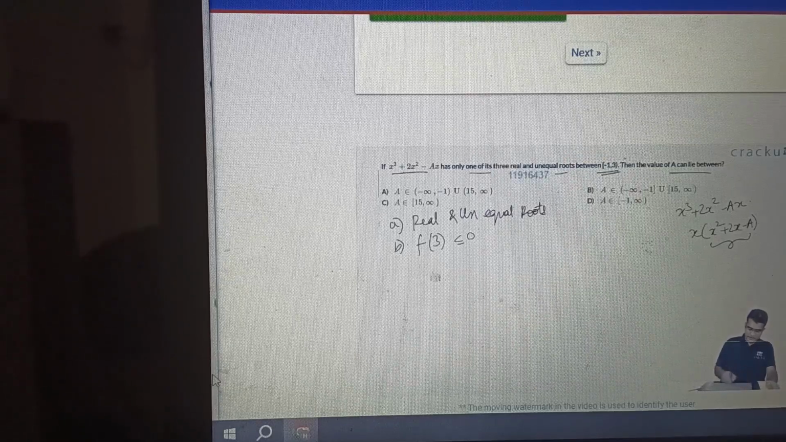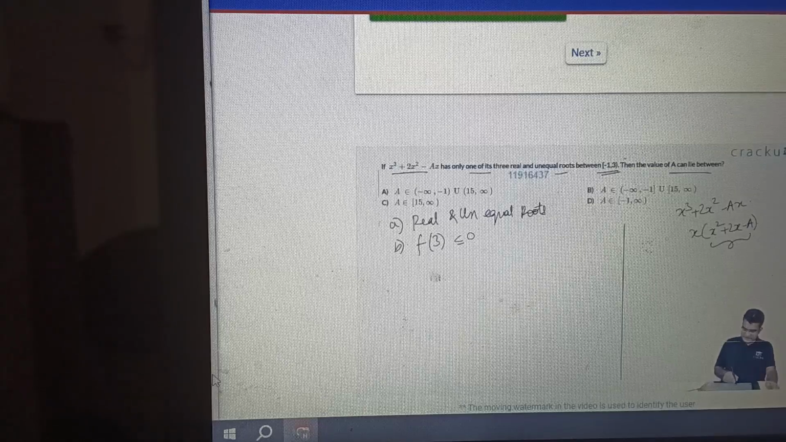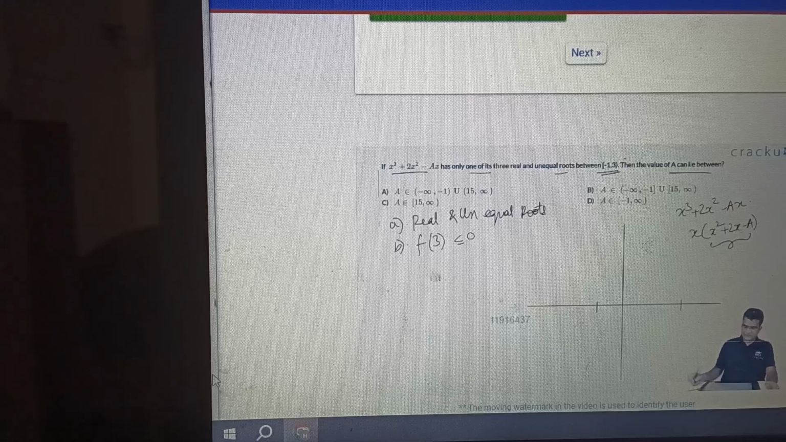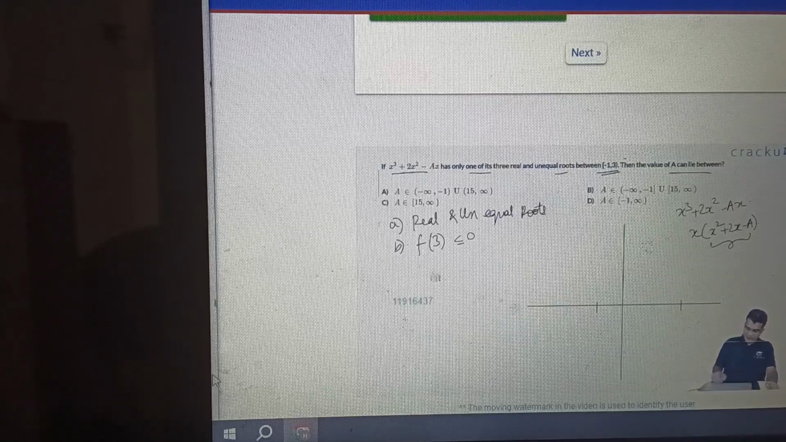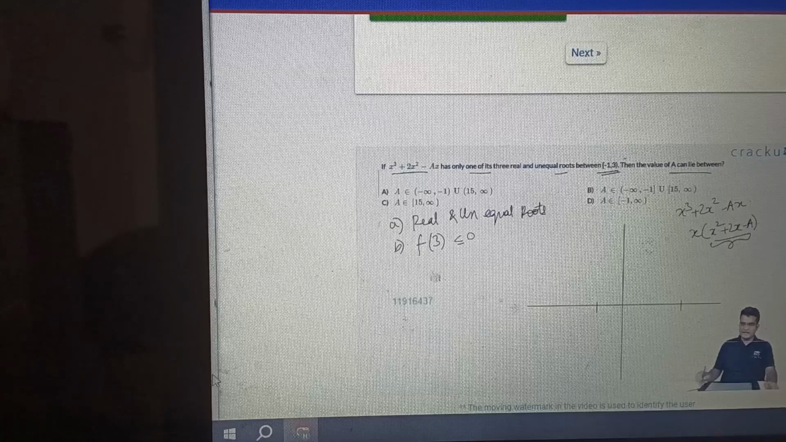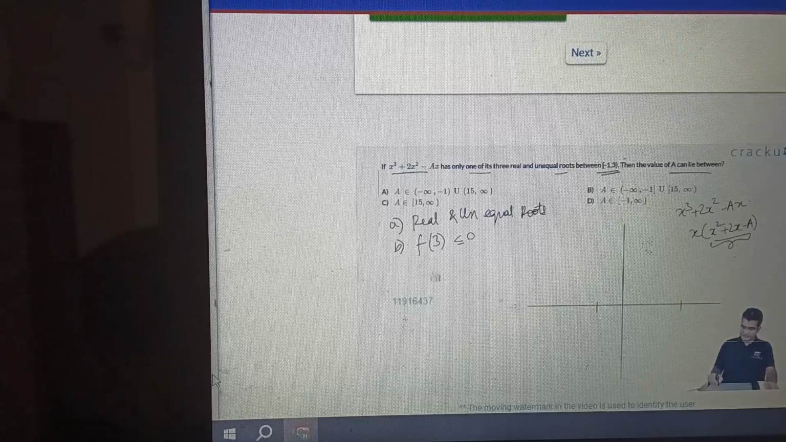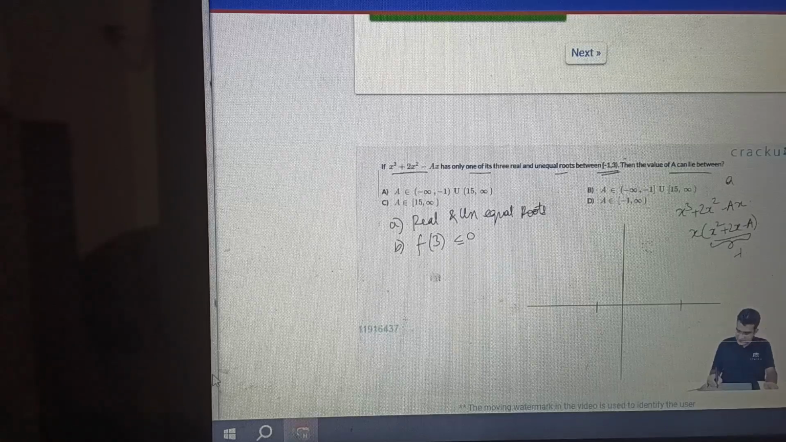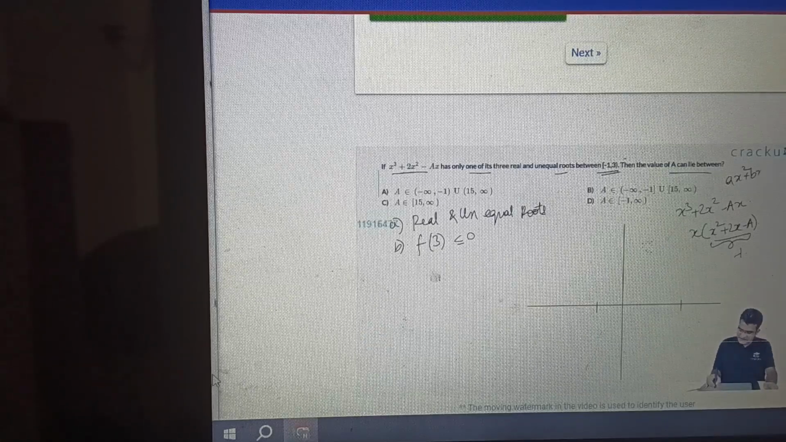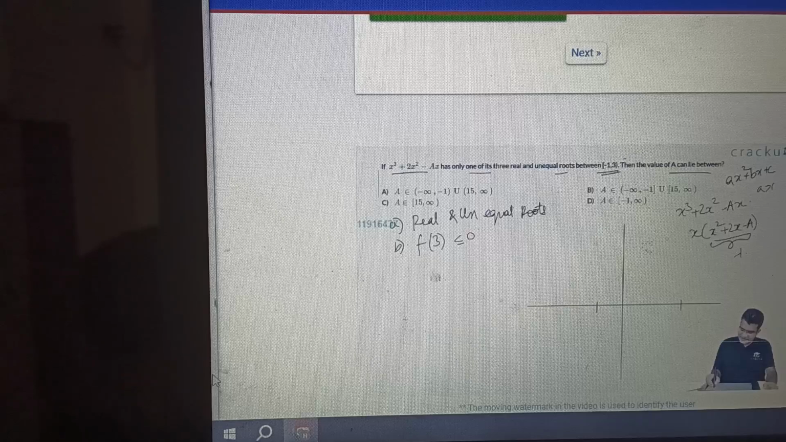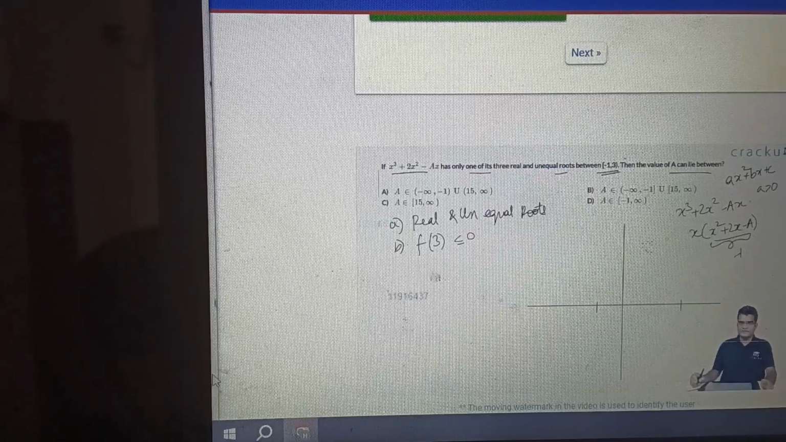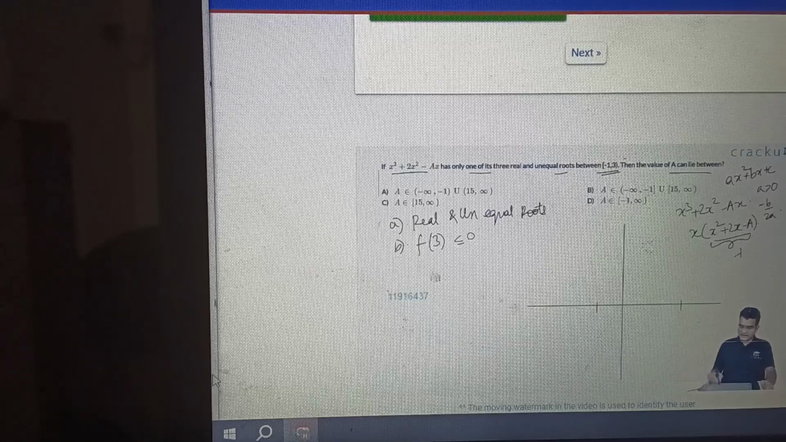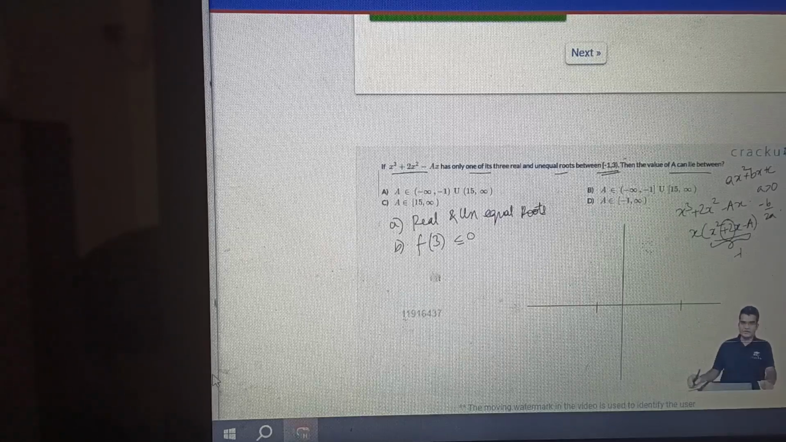Because if you are drawing the y-axis and x-axis, this is minus 1 and this is 3. The minimum point of x squared plus 2x minus a occurs at minus 2 by 2, which is minus 1. Why is that the case? Because if you are looking at a quadratic equation of the form ax squared plus bx plus c, where a is greater than 0, the minimum point will occur at minus b by 2a. That is, in this case, minus 2 by 2, which is minus 1.